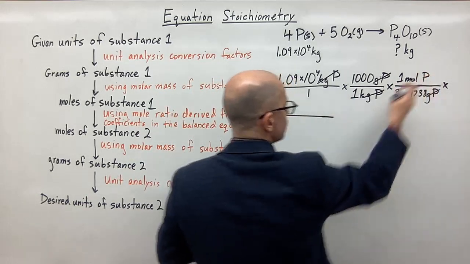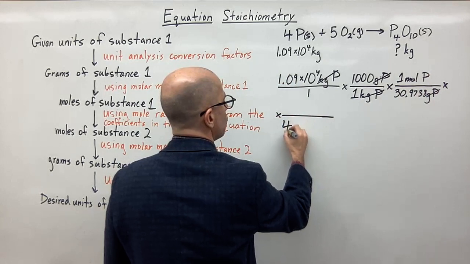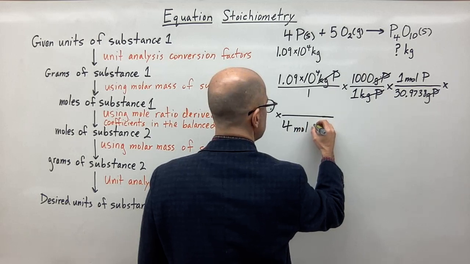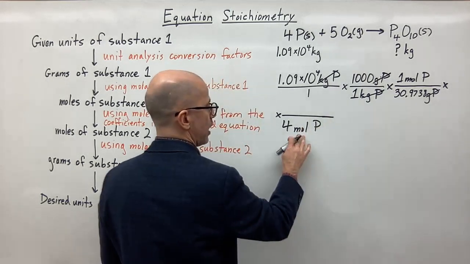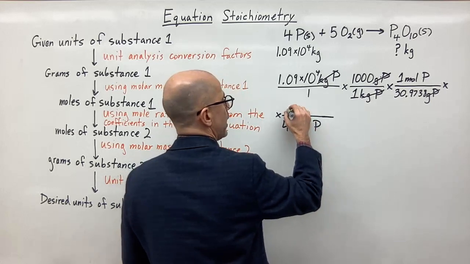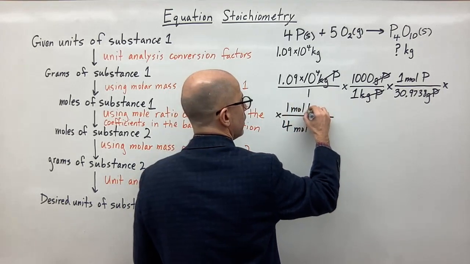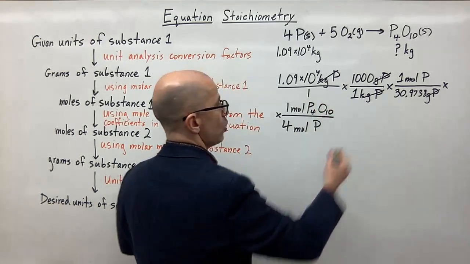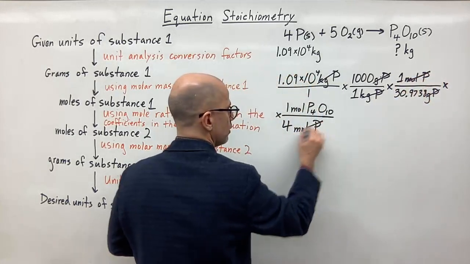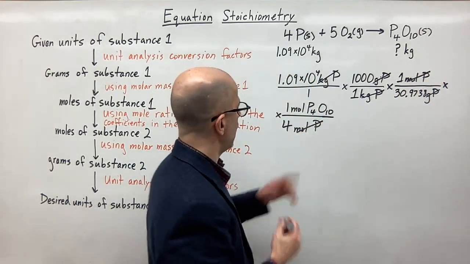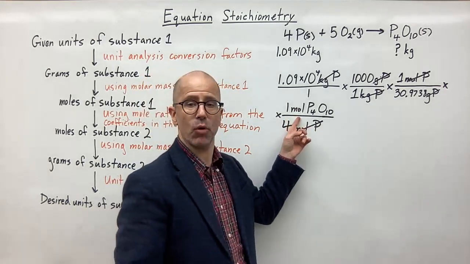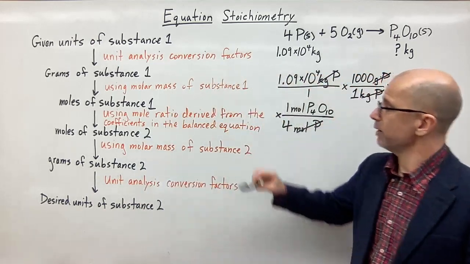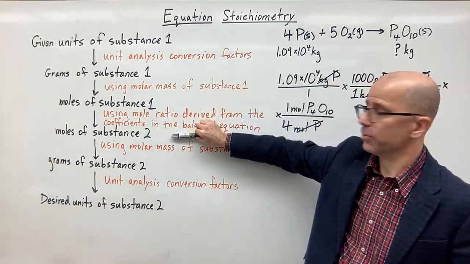So I have moles of phosphorus on the top. So I'm going to put 4 moles of phosphorus on the bottom to cancel out with moles on top. And then I'm going to have 1 mole of the tetraphosphorus decoxide on top. So moles of the phosphorus on top will cancel out with the moles of phosphorus on the bottom. And now I have moles of the tetraphosphorus decoxide, which is my substance 2. So now I've done my conversion from moles of substance 1 to substance 2.